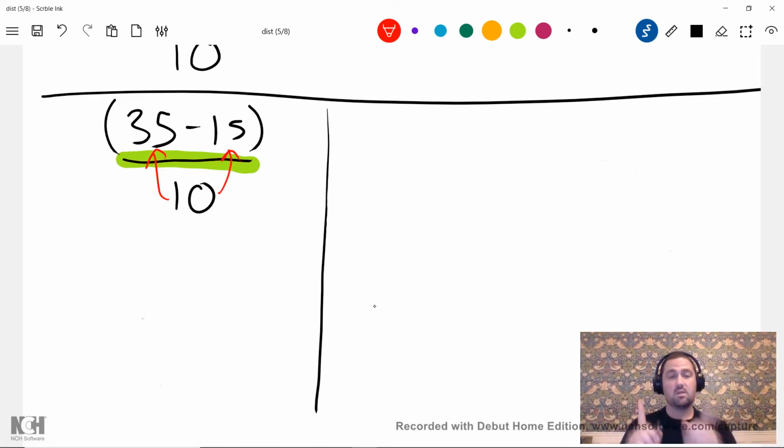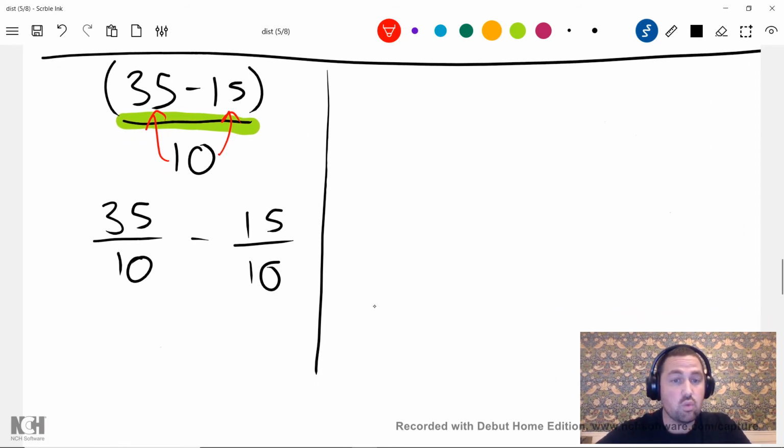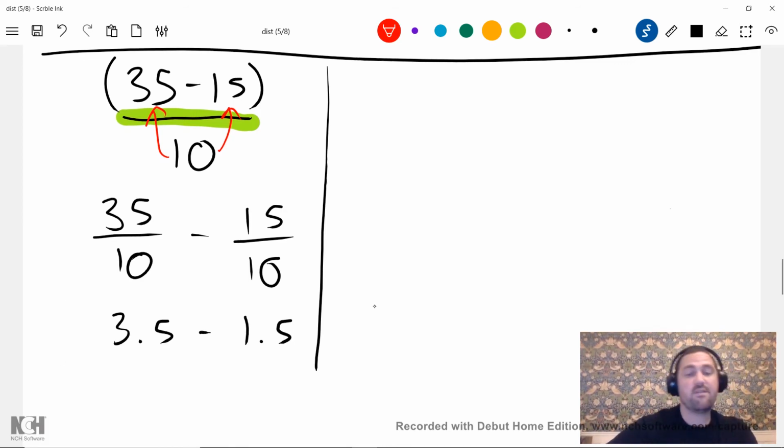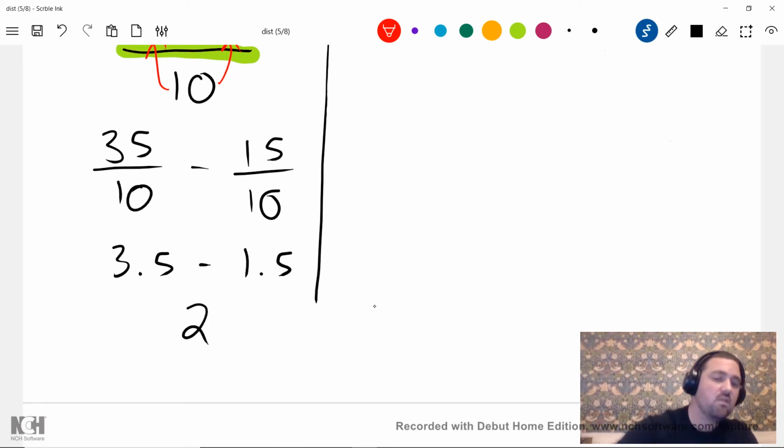Notice I'm putting in those little arrows, the same way that we did when we did distribution with multiplication. So our next step would look like that. Each individual term is being divided by 10. Now, if you're not sure what 35 divided by 10 is, or 15 divided by 10, that's fine. You can get out your calculator. Turns out that this would be 3.5 and 1.5. And 3.5 minus 1.5 is 2.